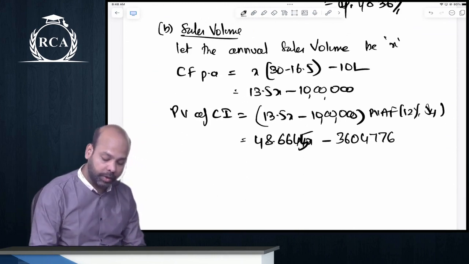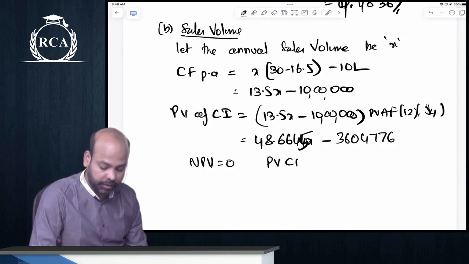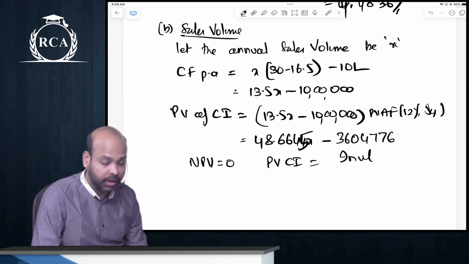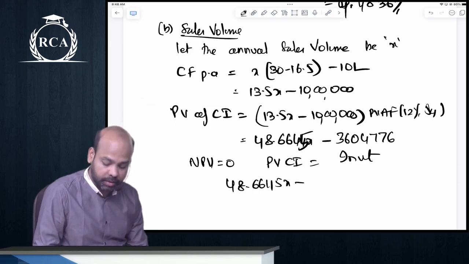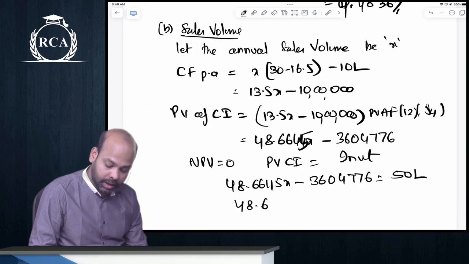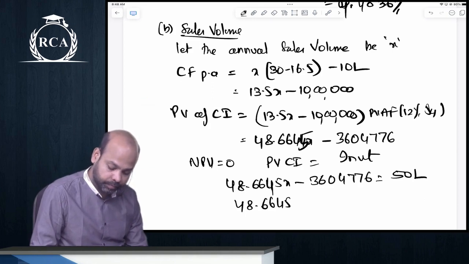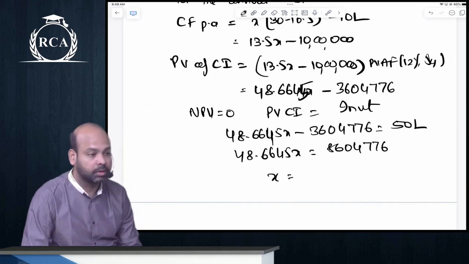Now guys, you will equate them, beta. For NPV to be 0, beta, what do you equate PVCI to? The amount of initial investment. So that is 48.6645x minus 36 lakhs 4,776 will be equated to an investment of 50 lakhs. How much is this, beta? 86 lakhs 4,776. You will get x as how much, beta?